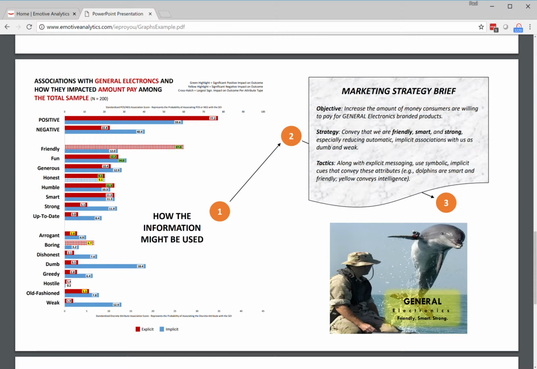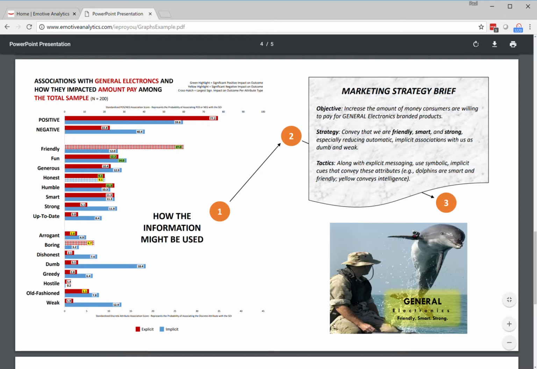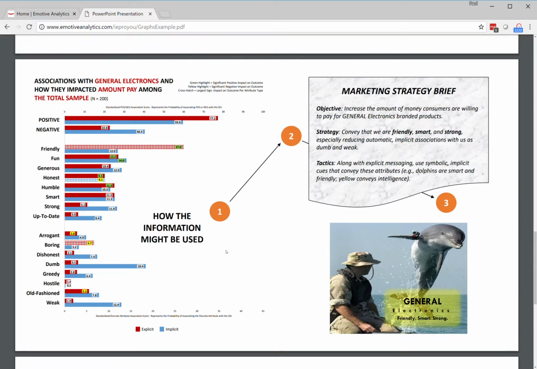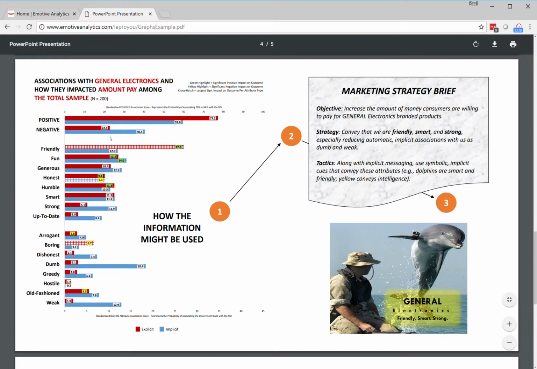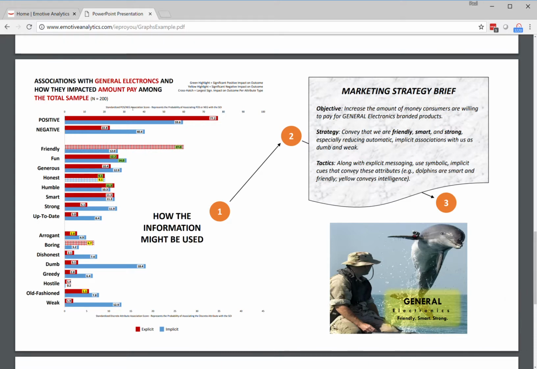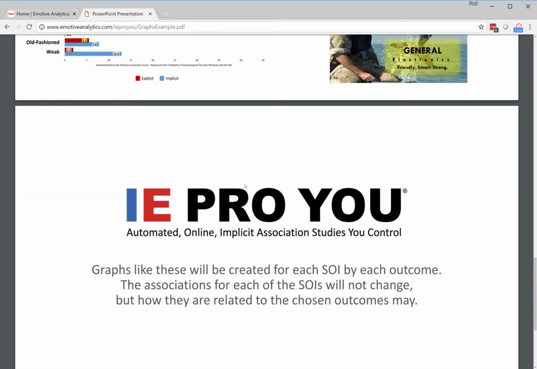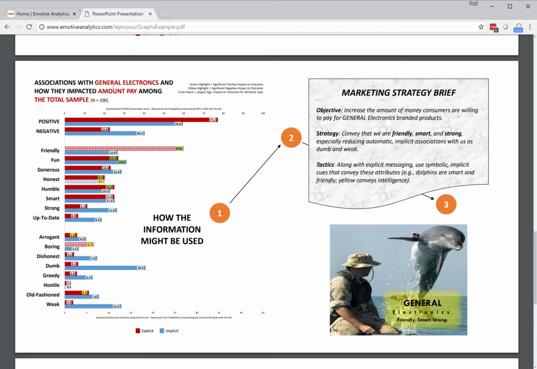But the point is that the graphs and the information you get in our studies lend to a strategy brief and then to specific executions that marketing people can execute to bring about the objectives of increased sales by leveraging the attributes that you see here and the ones specifically that are related to your outcome of interest, some manner of purchase or purchase interest, if you will. So those are the graphs that you get. Again, you get one graph for each SOI and outcome that you put into your study. We'll now move on to show you some actual results from our study dealing with wireless providers.